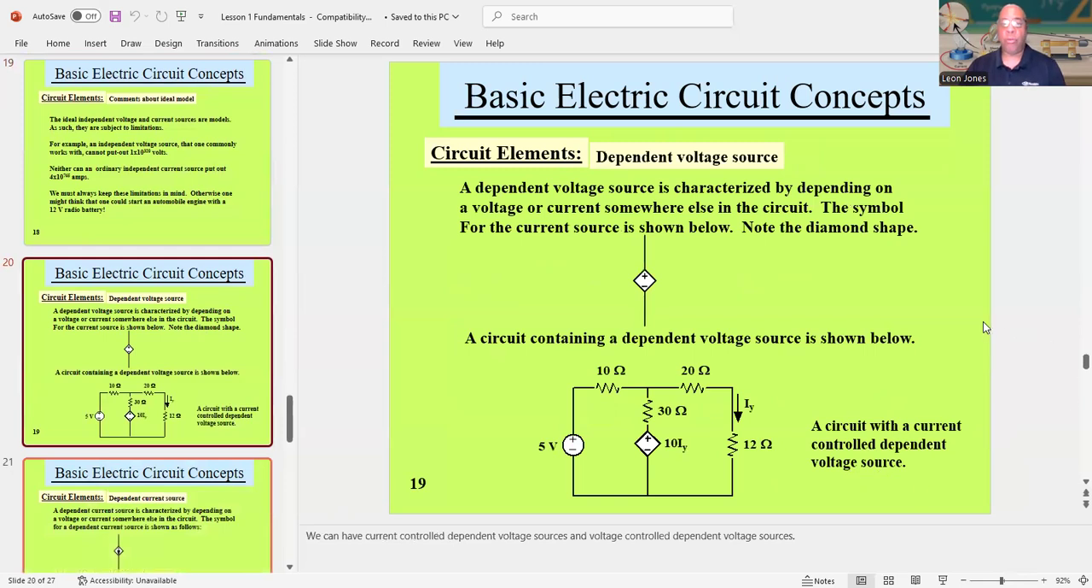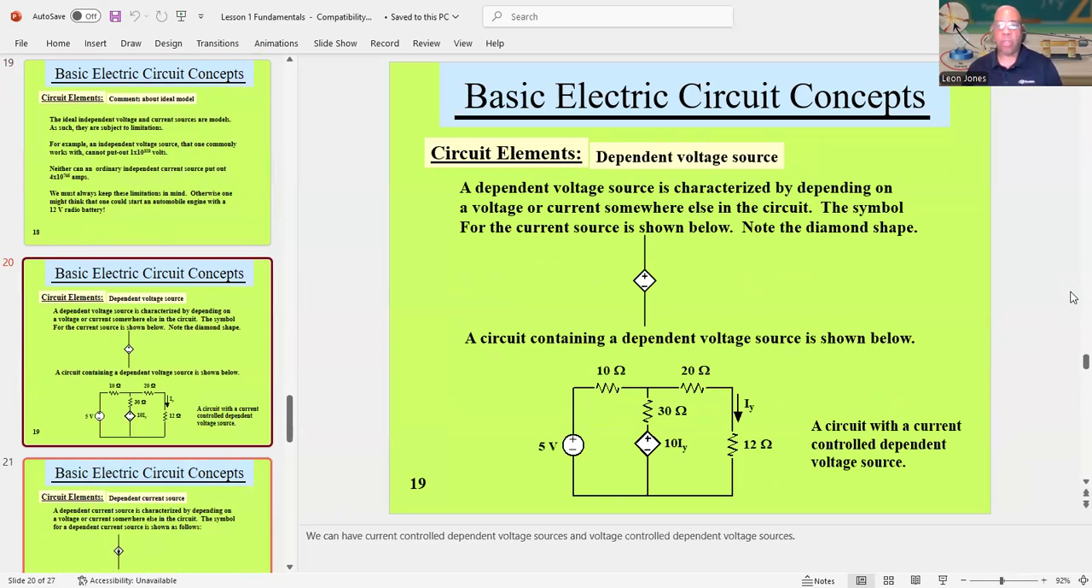Now, when it comes to dependent voltage sources, basically they're characterized by depending on a voltage or current somewhere else in the circuit. So the symbol for the dependent source is shown below. Note it's a diamond shape.